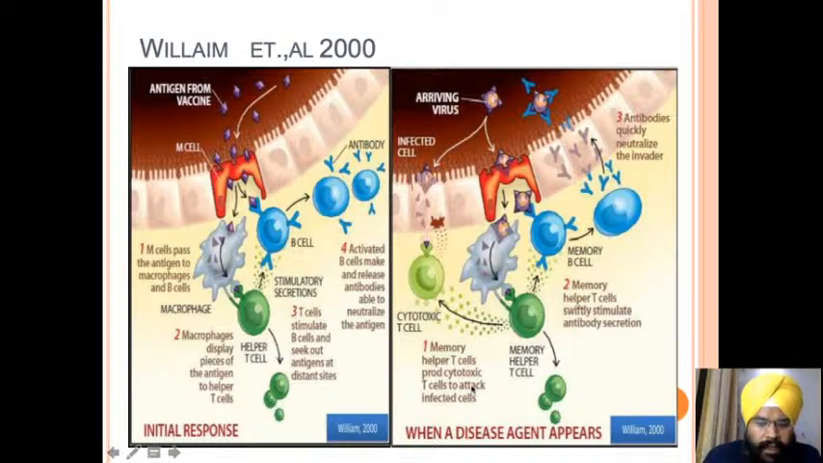So when a disease agent appears, whenever the virus arrives, what will it do? First of all, memory cells will produce cytotoxic cells to attack the infected cells. Then memory helper T cells swiftly stimulate antibody secretion, and the antibodies quickly neutralize the invaders. So the antibodies will go and attach to the virus and will not let it enter inside the body. That is how your vaccination actually works in your body.